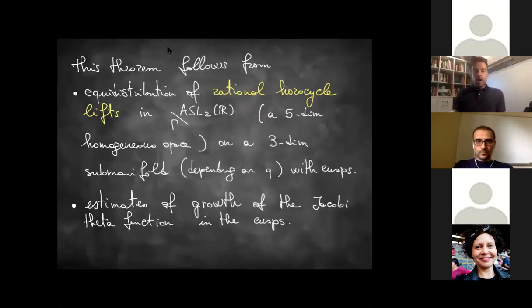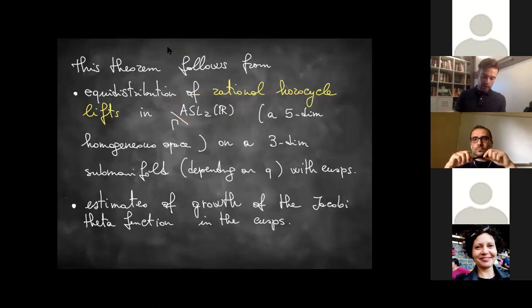So how does this theorem come about? This theorem follows from two facts somehow. The first one is an equidistribution of rational horocycle lifts in a certain quotient of the group ASL2. I will discuss that.